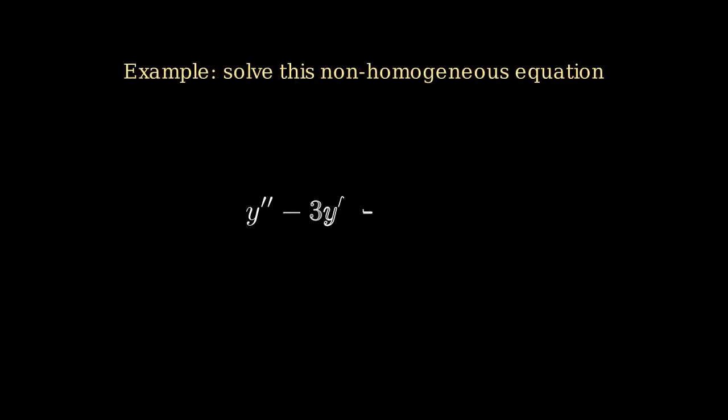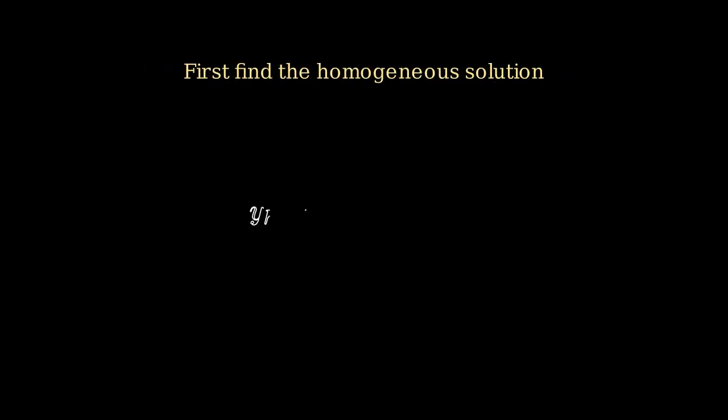Solve the equation y double prime minus 3 times y prime plus 2 times y equals e to the power of 4x. First, we find the homogeneous solution. This is a constant, let's call it C1, times e to the power of x, plus another constant, C2, times e to the power of 2x.